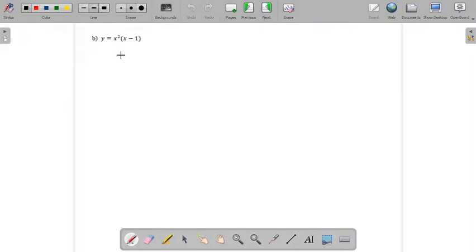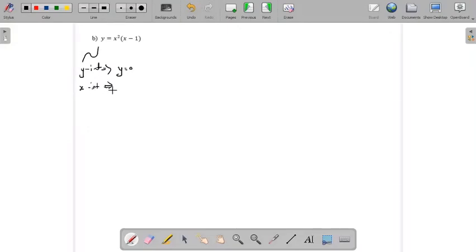Okay, next one. What we've got with this one's a little bit different. Okay, this one's already factored, which is useful. But you'll notice here that we've got this squared business. Now, again, it's a positive cubic because our leading term, x cubed, will be +1 x cubed. So it's going to be shaped like that. Our y-intercept, when x equals 0, we've got 0 times -1, which will be 0. So that's our y-intercept.